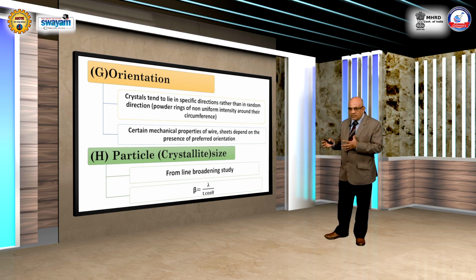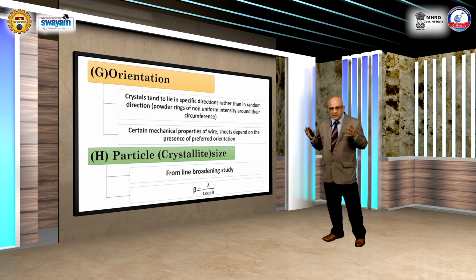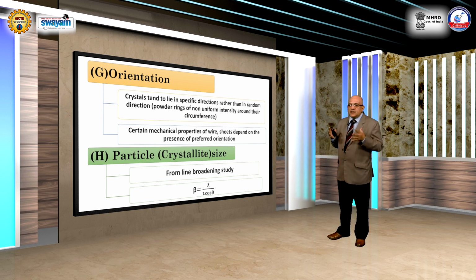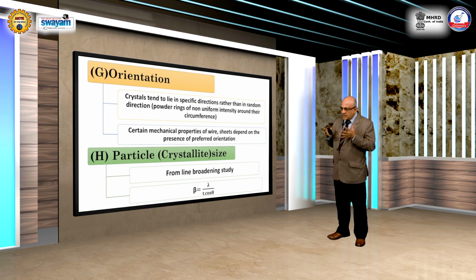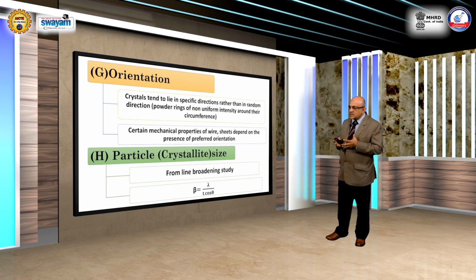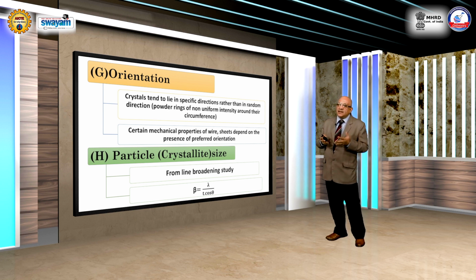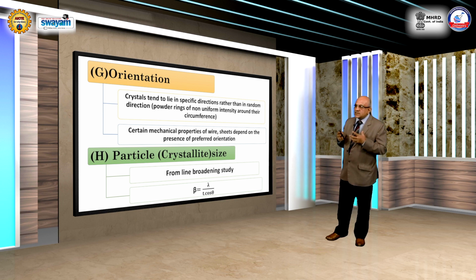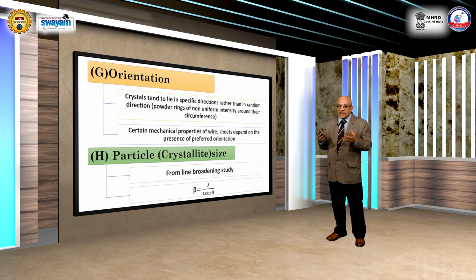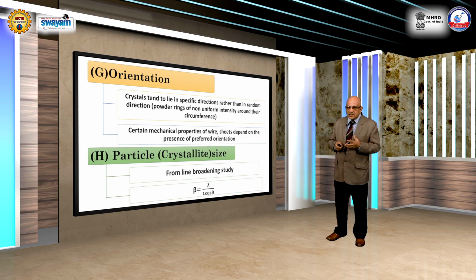Beta is equal to lambda by T cos theta. Here you have to use your material for which you are finding the crystallite size, and you need a model material whose crystallite size is quite large, say in microns, and then you can do this measurement. You will use this equation and calculate T. Here beta is related to the full width at half maximum of two materials.